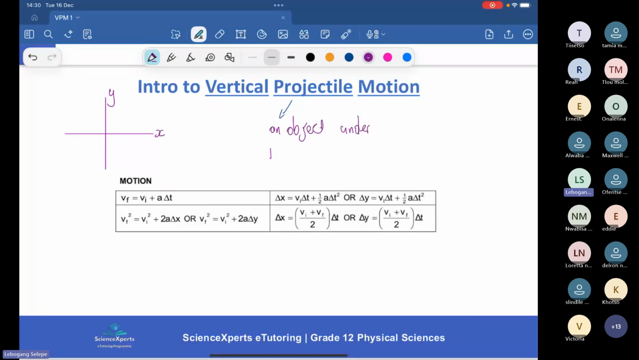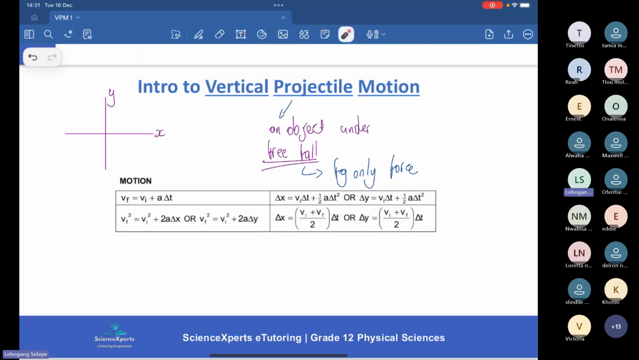But then what is free fall, right? So free fall, guys, it's a type of motion whereby there are no other forces acting on the object except gravity, right? When we say that an object is under free fall, it means that gravity is the only force acting on that object. So a projectile is basically an object under free fall.